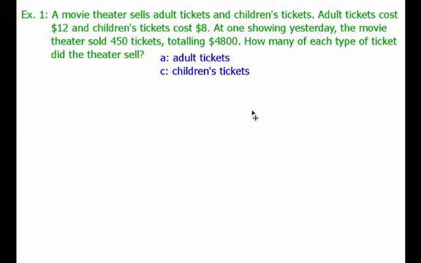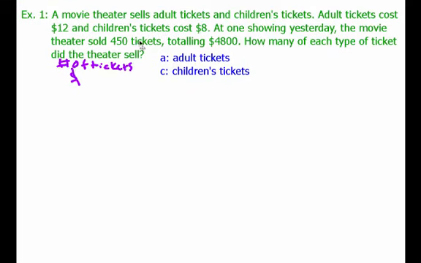So now we need to write two equations. So let's think about this. We have adult tickets costing $12, children's tickets costing $8. And it says at one showing yesterday, the movie theater sold 450 tickets totaling $4,800. So I'm going to write two equations. I'm going to write one equation that is all about the number of tickets, and I'm going to write another equation that's about the amount of money the theater made.